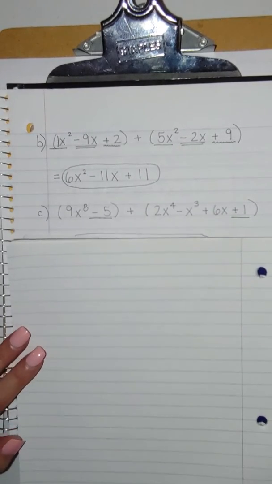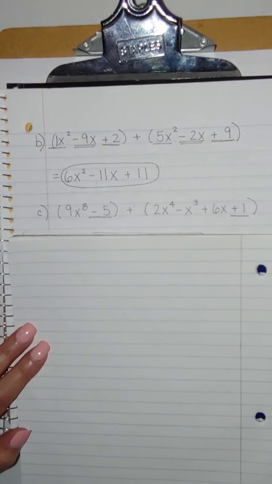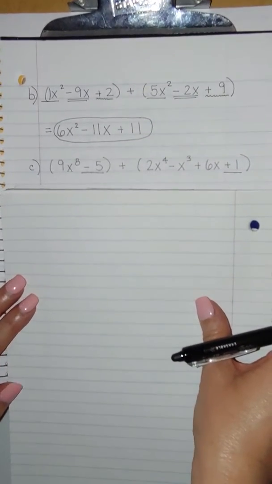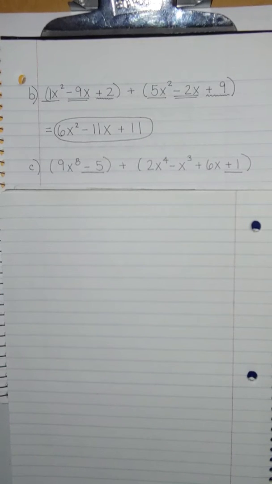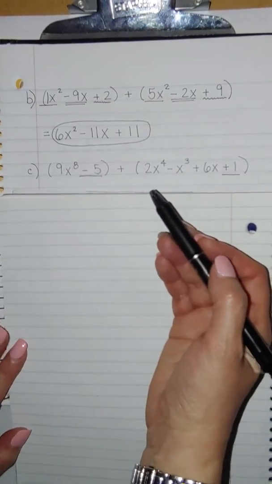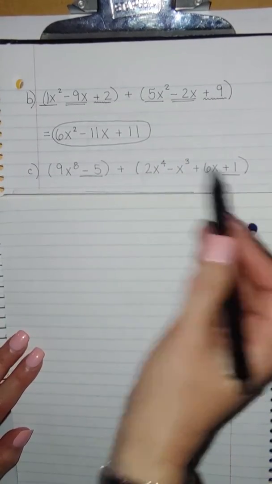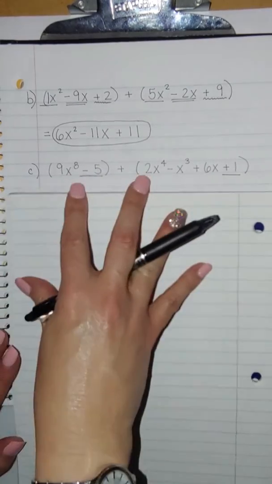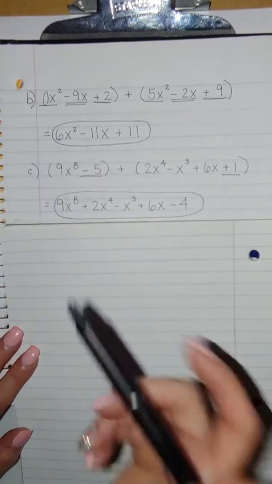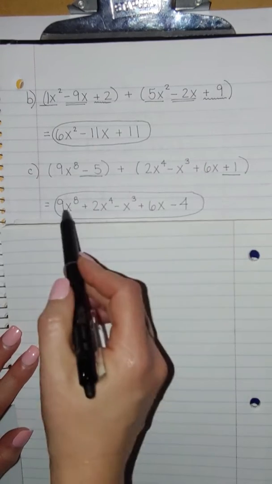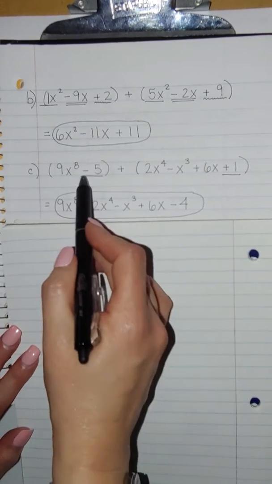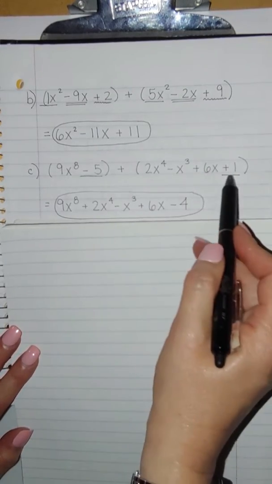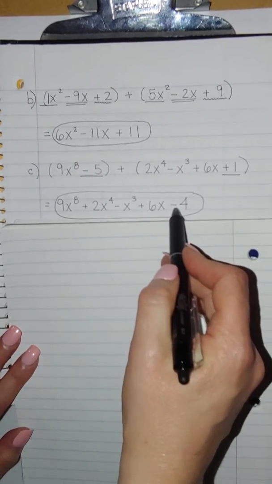Okay, here's another addition. This is a good opportunity to pause the video and try to work ahead of me a little bit and see if you can do this one. The only set of like terms are the constants. Everything else is just along for the ride. So, writing down all these extra things and just combining the constants. Negative 5 plus positive 1 is a negative 4.